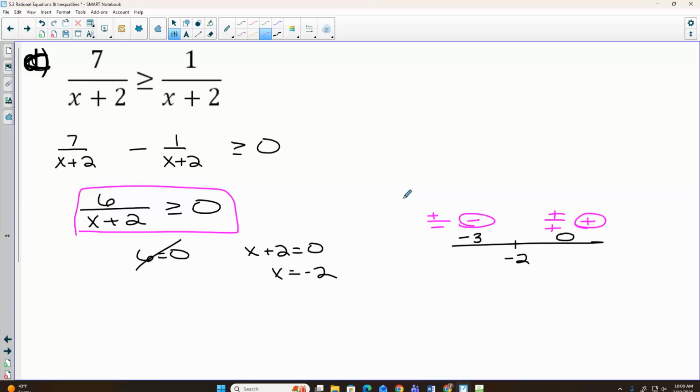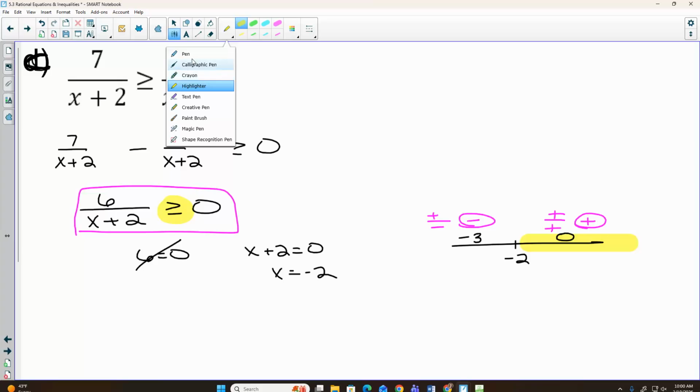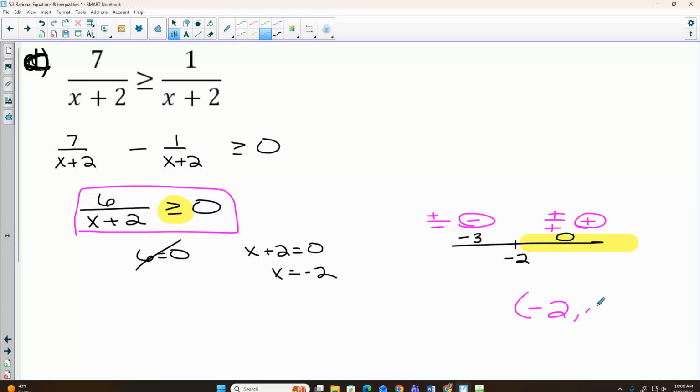Which ones do we want? Positives, because I said greater than 0. Okay, equal to means bracket, but can it equal negative 2? No, because it's from the denominator. So the denominator can't be 0. So it's just negative 2 to infinity.